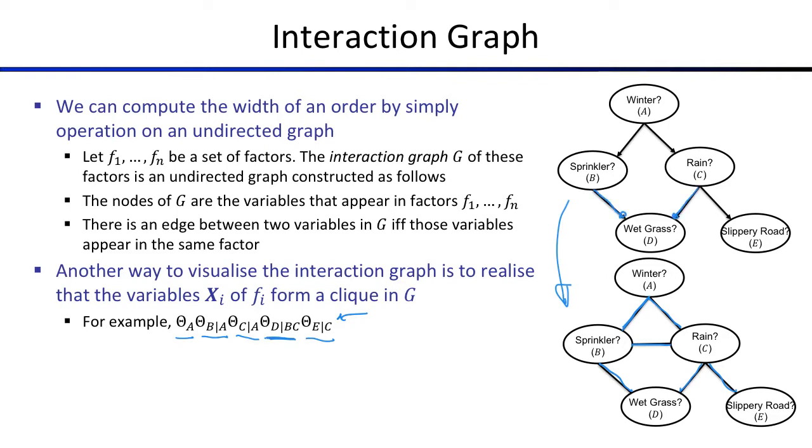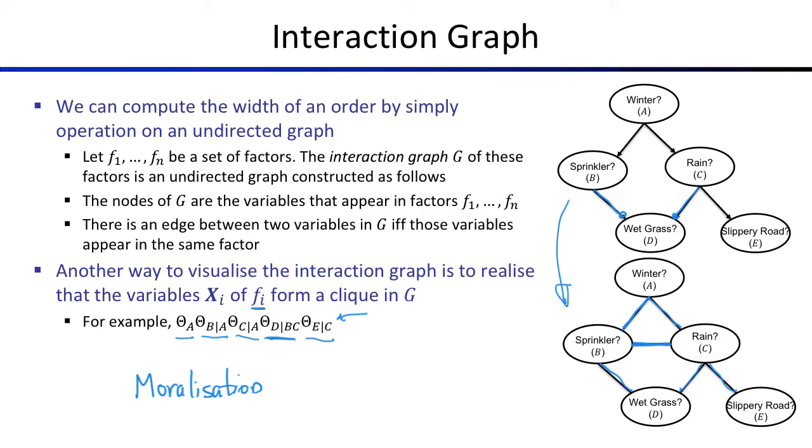We have this convergent structure, and we created this link here connecting these nodes B and C. We call this process moralization. It's a strange name. Basically what we are doing is marrying the parents of a common child, so that's why people use this term.